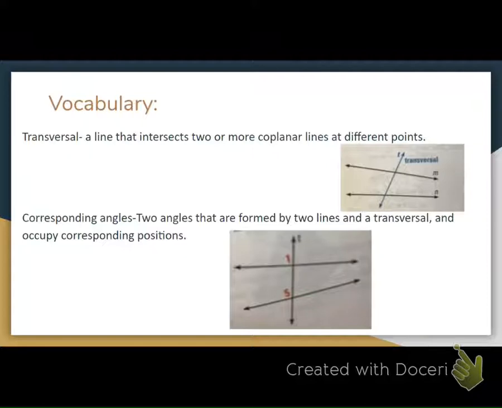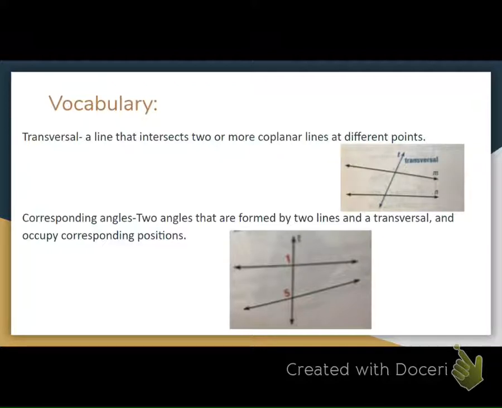And then here we have our first one, which is corresponding angles: 2 angles that are formed by 2 lines and a transversal and occupy corresponding positions. All of these definitions begin the exact same way. So when it's talking about corresponding positions, it's in reference to the transversal and the line it's using. So here we see angle 1 is above its line and to the left of the transversal. Down here you see 5 is to the left and above the line again. So we see they're in corresponding positions.